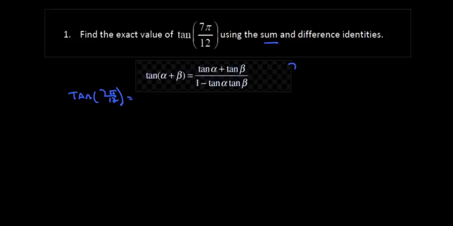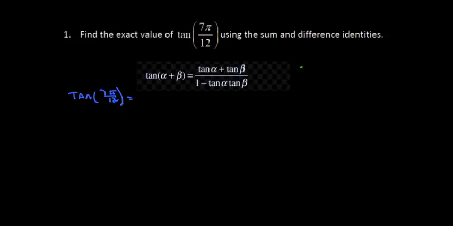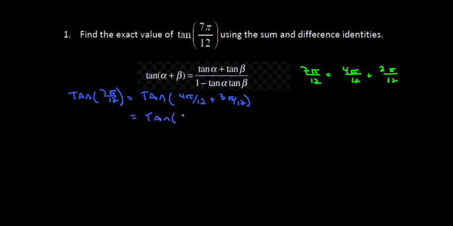So what I'm going to do is write tangent of 7 pi over 12 as... let's do this over here on the side. I'm going to take 7 pi over 12, and I'm going to rewrite that as 4 pi over 12 plus 3 pi over 12. So this will give me the tangent value of 4 pi over 12 plus 3 pi over 12, which is the tangent of pi over 3 plus pi over 4. Now don't distribute tangent, because it's not like multiplication.